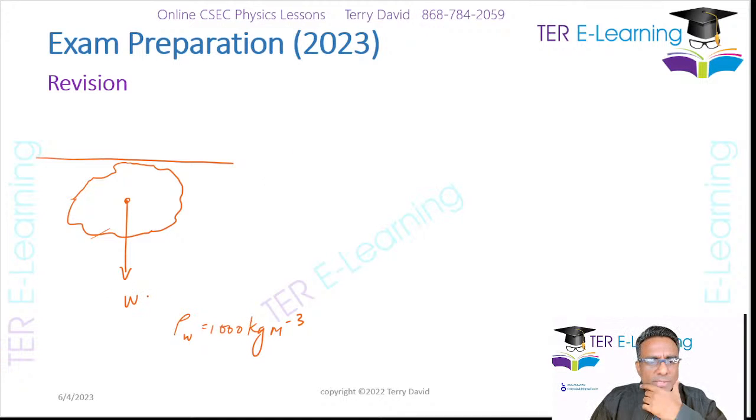Let me put a weight on the object here. Let's say the object is 700 newtons. So I've given you the weight of the object. Let's say the object is just below the surface of the water. And I want you to calculate, let's make sure I'm giving you all the numbers, so g, let's take g as 10.